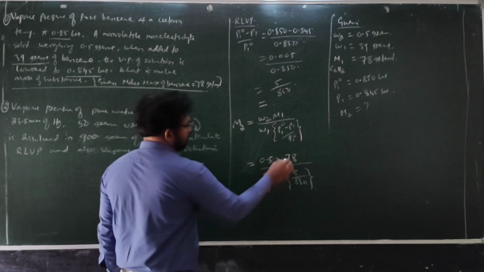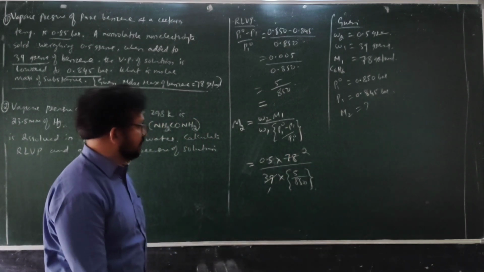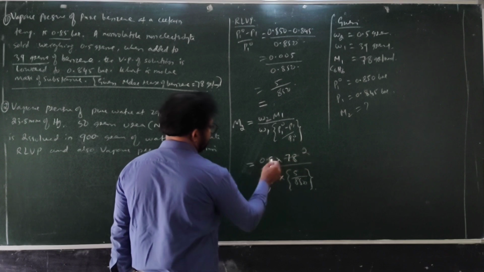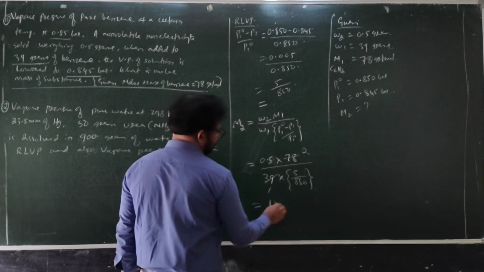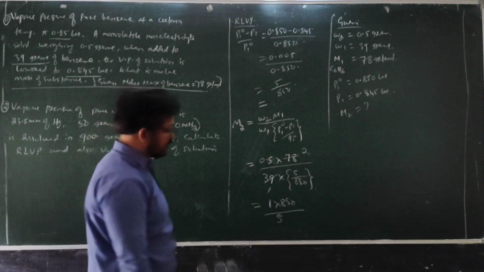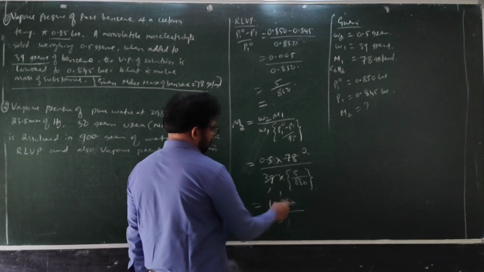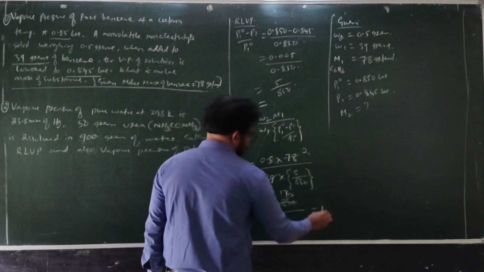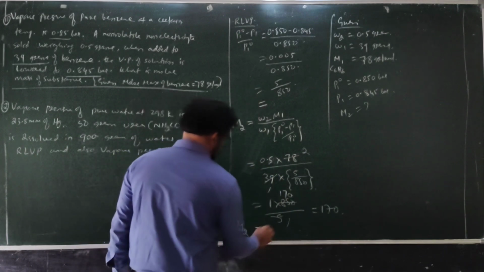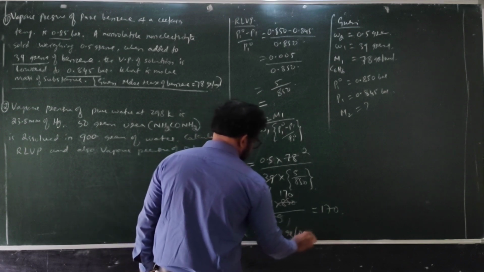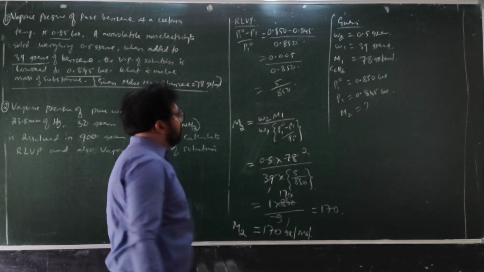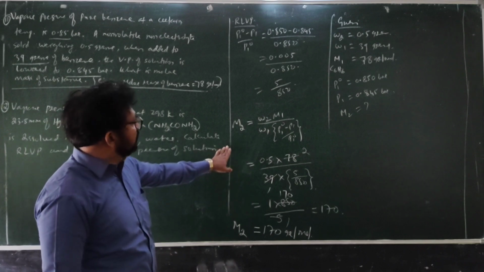Now 78 by 39, see this is 2 times. 850 goes to the numerator. 2 fives are 10. 1 into 850 divided by 5. Is it correct? 5 ones are 5, 7, 0. So 170 is the molar mass. What is the unit of molar mass? 170 gram per mole. So this is the way you have to work out the molar mass of the solute.